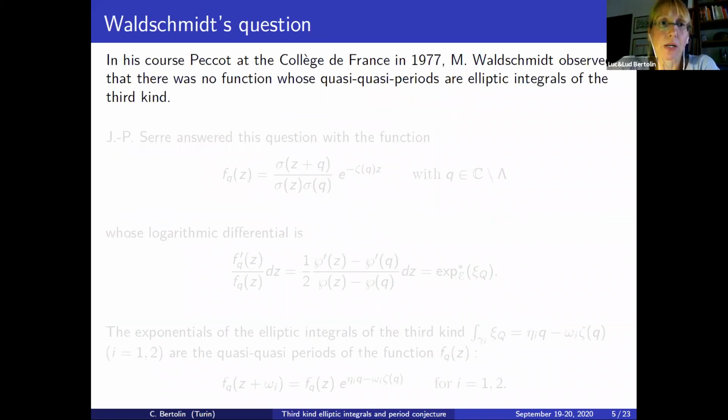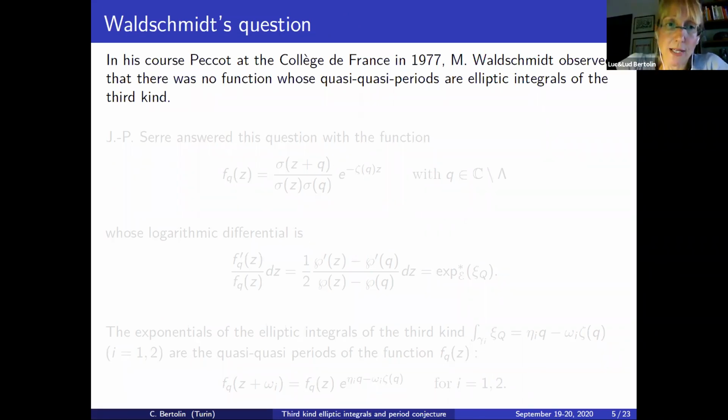Now, in his course at the Collège de France, Michel Waldschmidt observed that there was no function whose quasi-periods are elliptic integrals of the third kind. That means elliptic integrals of the third kind never appeared, until this date, as periods of a function.